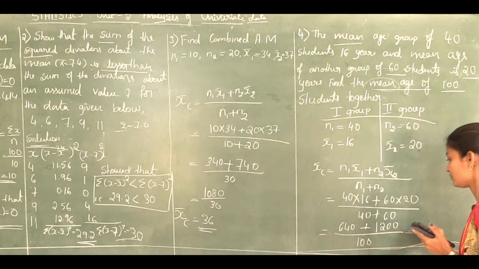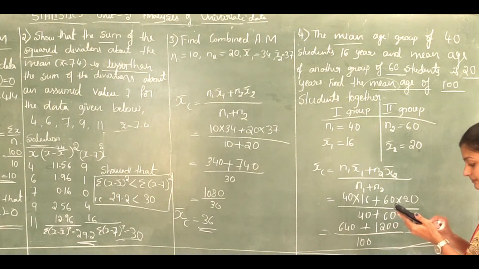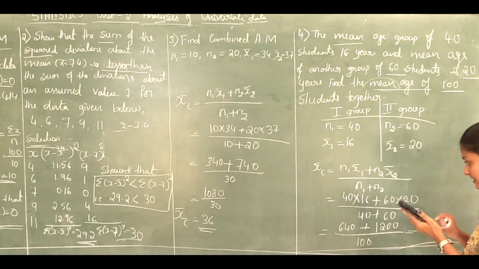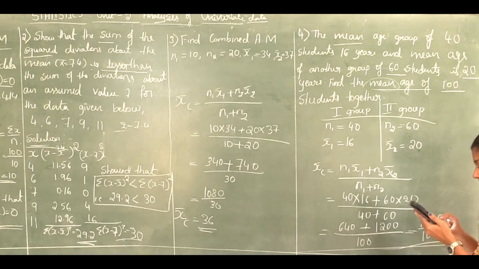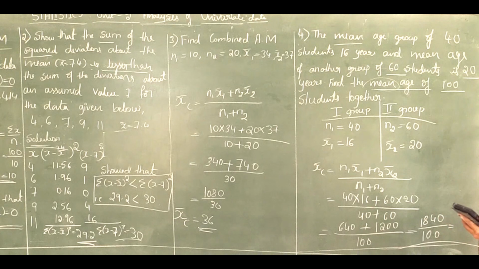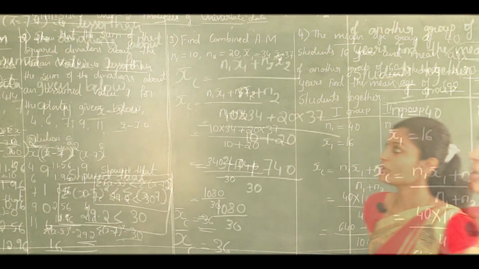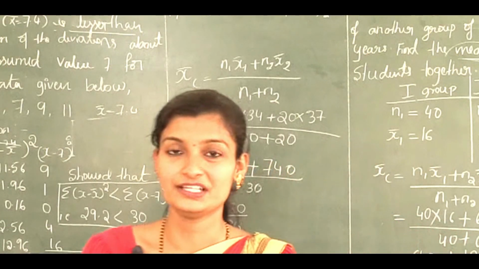So this is equal to 640 plus 1200 is 1840 divided by 100. So 1840 divided by 100 is 18.4. Okay, this is the combined arithmetic mean for this problem. Okay, this is all about problems on properties of arithmetic mean.